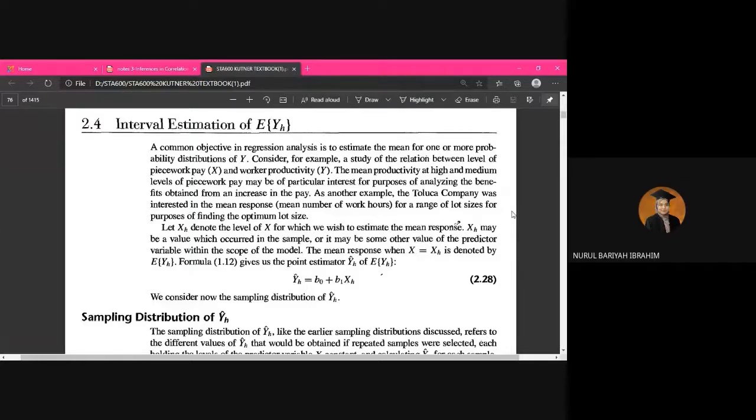Okay, next topic is interval estimation of the mean response. Okay, kali ni saya tukar sikit gambar tu supaya you all tak boring tengok muka saya.